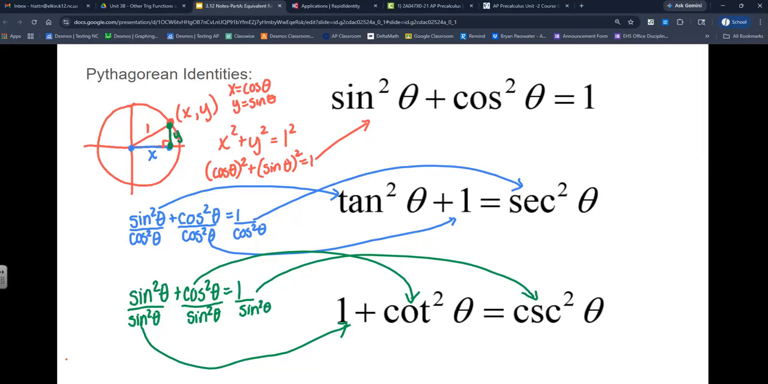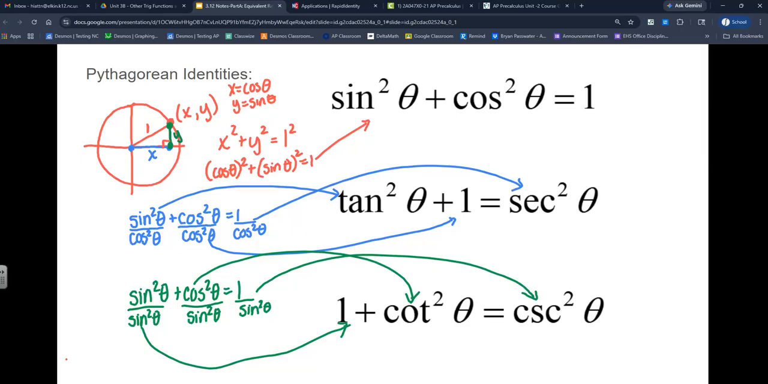I honestly don't even have the second two memorized all that well. Whenever I see something I think might be that, I kind of have to picture it in my head. Oh, if I've got sine squared plus cosine squared equals 1, what could I do? Oh yeah, that's right. So if you know the first one, you can find the other two.